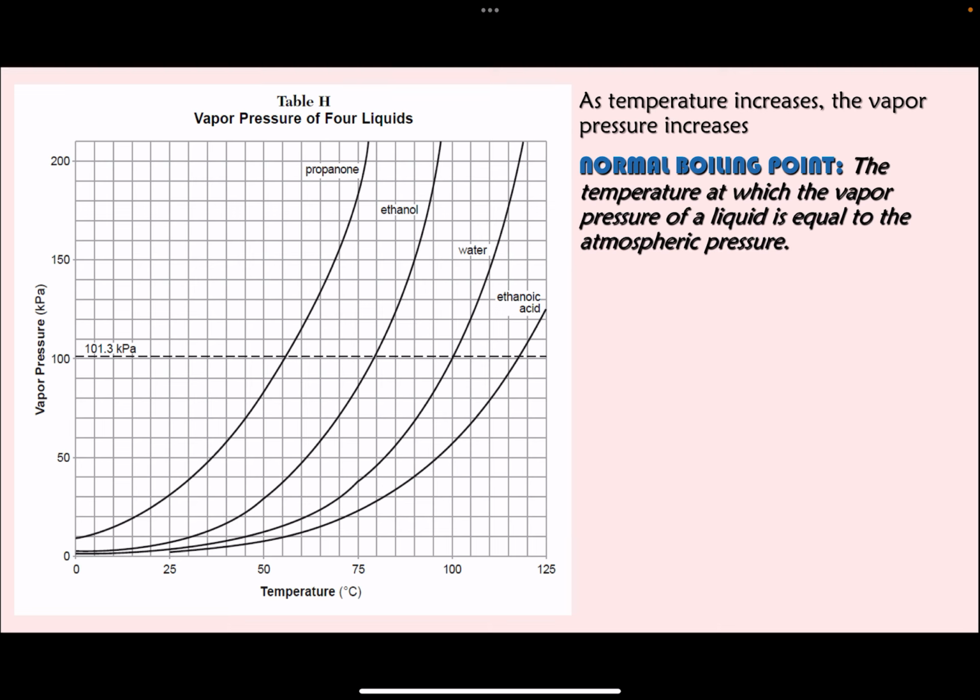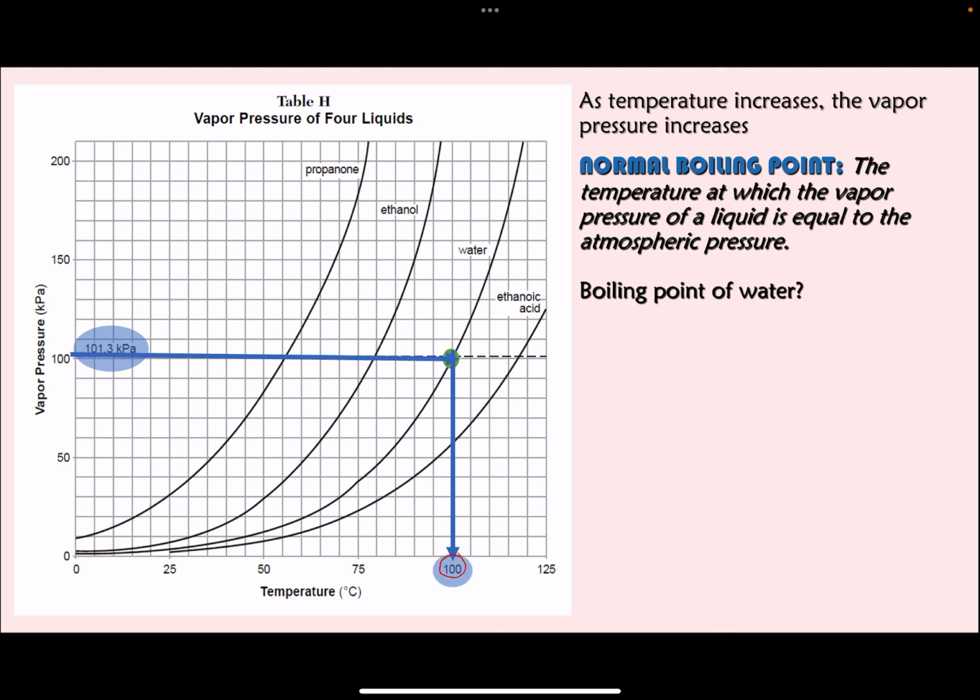Normal boiling point is the temperature at which your vapor pressure is equal to the atmospheric pressure. Atmospheric pressure is the normal pressure in the atmosphere, and vapor pressure is the pressure that the vapor is exerting on the liquid. So what is the normal boiling point of water? We all know that it is 100 degrees Celsius. If you look at the graph, at 101.3 kilopascals, we notice that the temperature of water is 100 degrees Celsius.